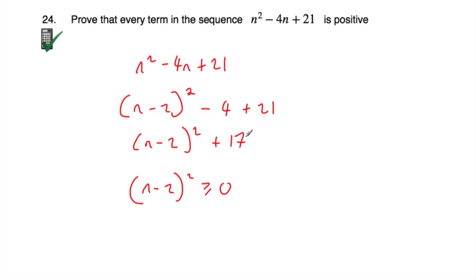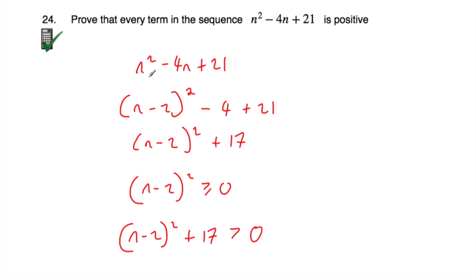And then we've got add 17. So whatever this result is, if we add 17 to it, and remember, the lowest number can be 0, if you add 17 to it, it will always have to be positive. So that means that (n minus 2) squared plus 17 will have to be positive, because the smallest result this could be is 0, and if you add 17, it's then going to be positive. So that is always positive.